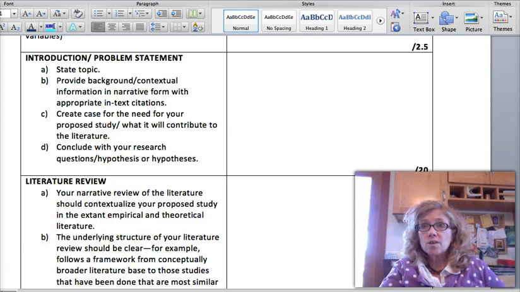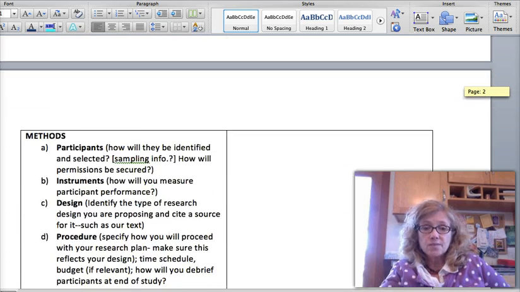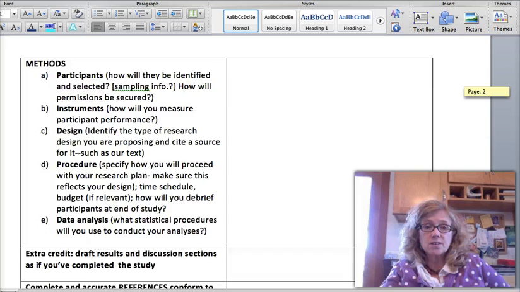Generally, you use more empirical studies that have been done that are similar to yours or in a line of research that informs your question in your lit review, and then your methods section, which we'll get to a little bit later in the semester.